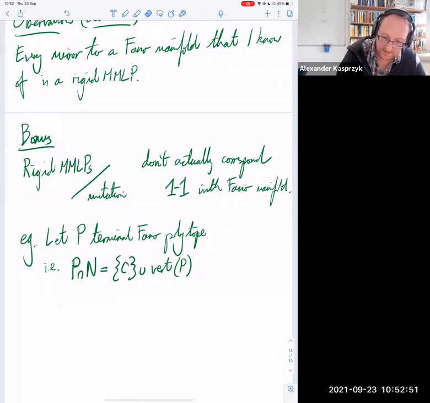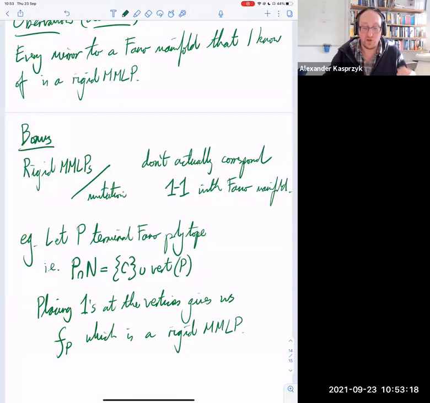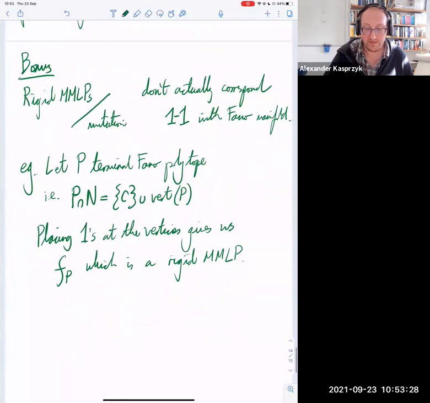So placing ones at vertices gives us f of P, which is a rigid MMLP, okay? And certainly, you can choose terminal Fano varieties that aren't QG smooth. So this is not going to be a one-to-one correspondence with Fano manifolds.